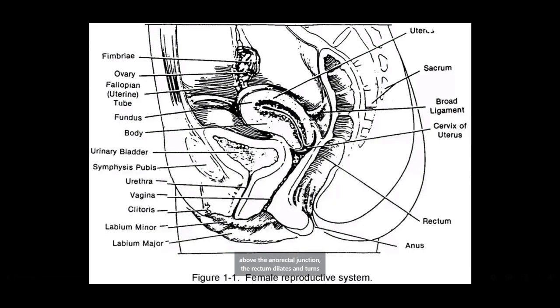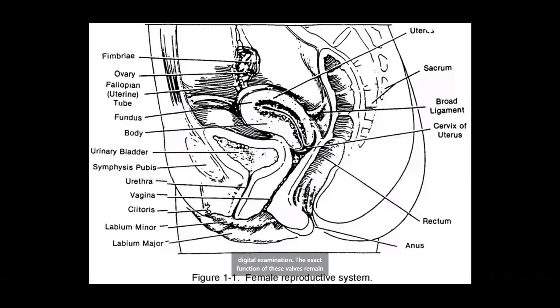Located above the anorectal junction, the rectum dilates and turns posteriorly into the hollow area of the coccyx and sacrum. This forms the rectal ampulla, which stores flatus and feces. Three semilunar transverse folds, known as rectal valves, are located in the rectum. The valves extend across half the diameter of the rectum, with the inferior valve palpable on digital examination.